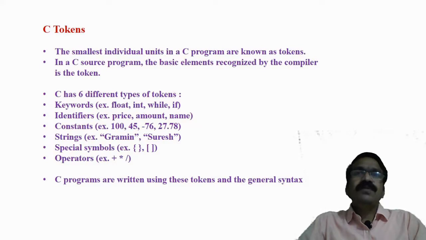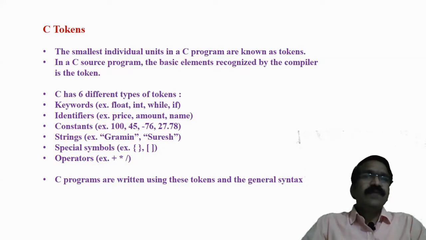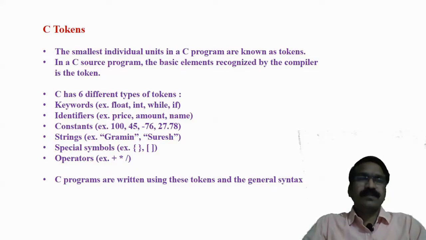Now we will see about the tokens used in C. The smallest individual units in a C program are known as tokens. In a C source program, the basic elements recognized by the compiler are tokens. C has 6 different types of tokens, the first being keywords. We will see what keywords are and why we use them in the next moment.